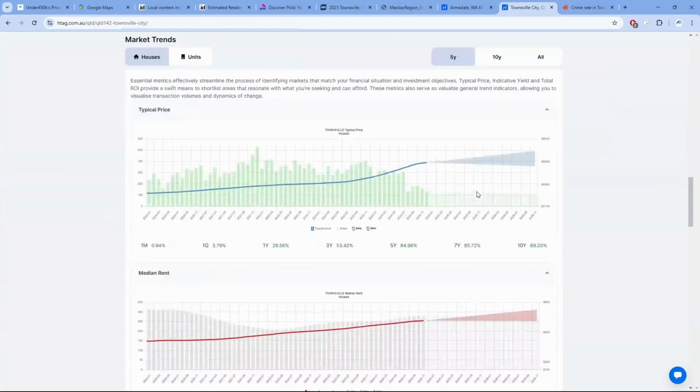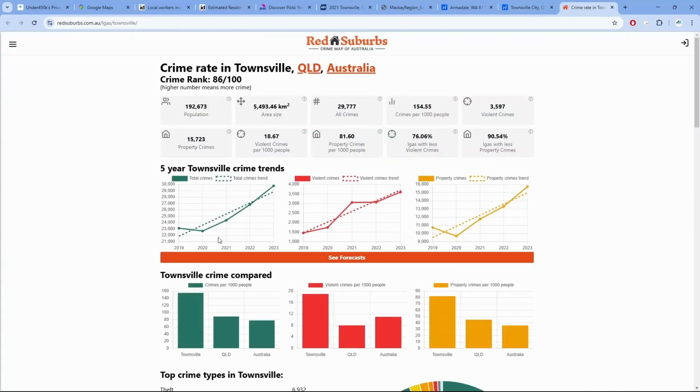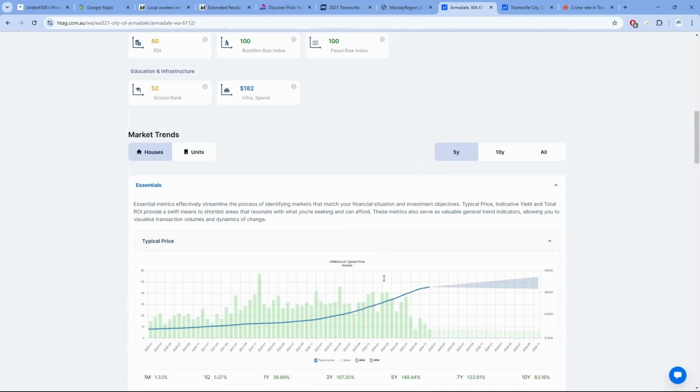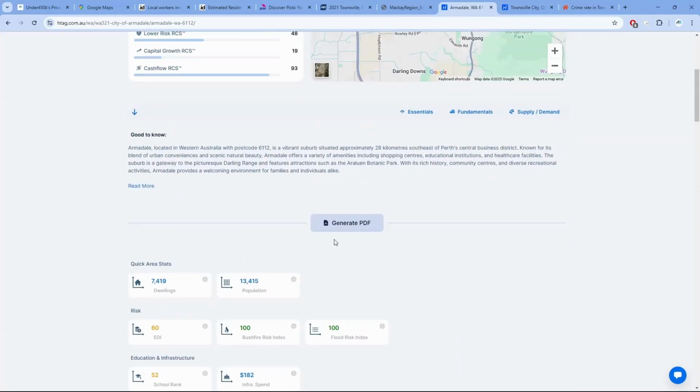You can see that Townsville, like I've made my point, is very clear that over the past 3 years, it's grown significantly. Yet the crime rate over the past 5 years has significantly increased in Townsville. If anything, more crime equals capital growth. Now, obviously, that's a joke. But this trend should show you that just because a place has a high crime rate, that doesn't necessarily mean that capital growth won't occur.